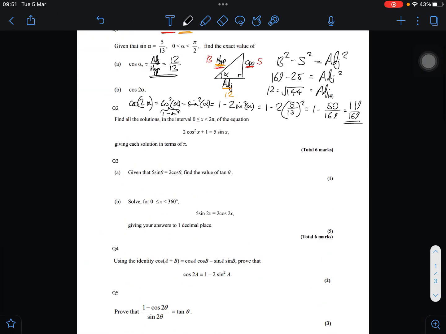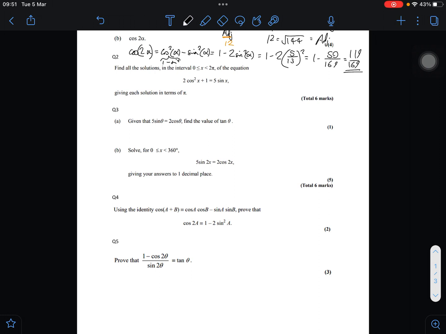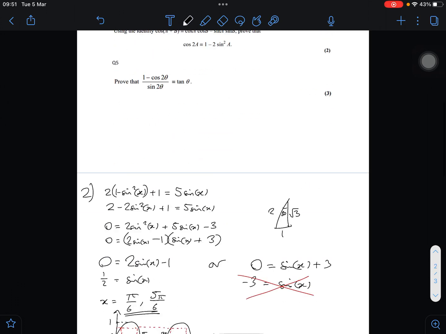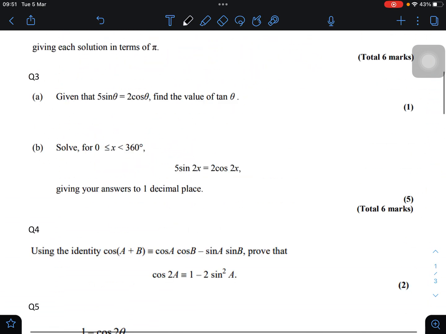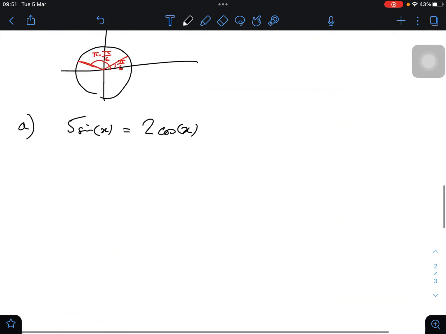Okay, question 2 done. Question 3, given that 5 sine of x equals 2 cos of x, find the value of tan of x. It's only worth 1 mark. 5 sine of x equals 2 cos of x. Find the value of tan of, I think it was theta actually in the question. Find the value of tan theta.